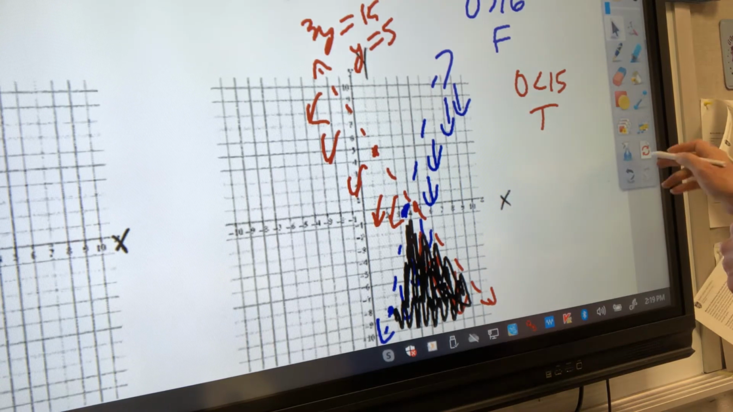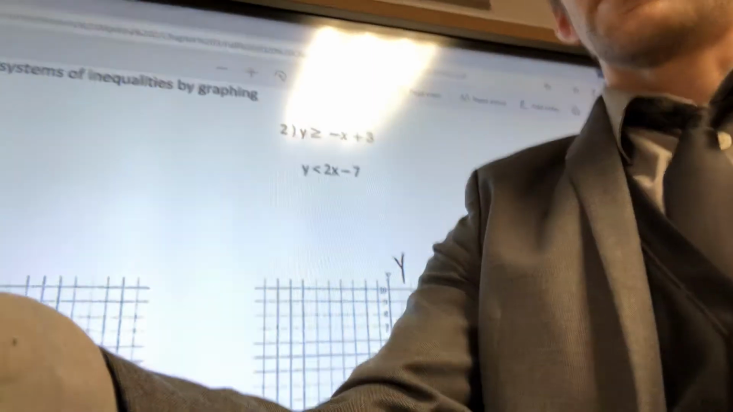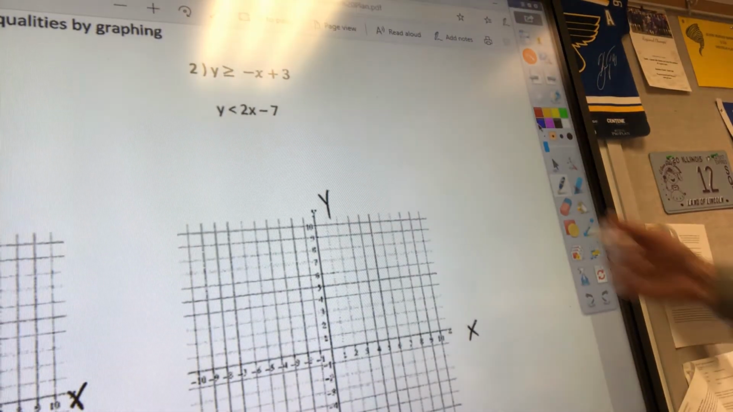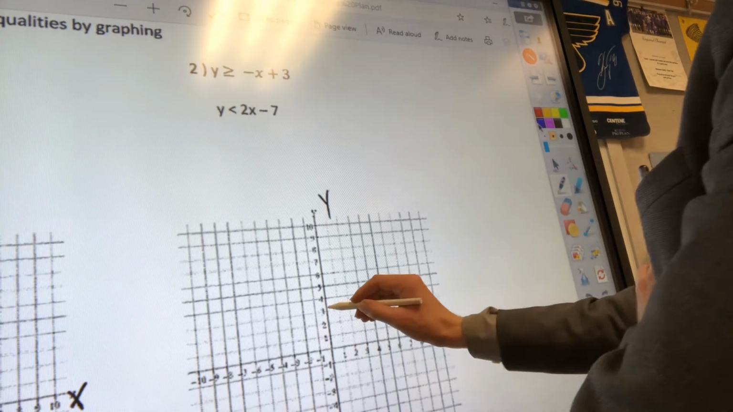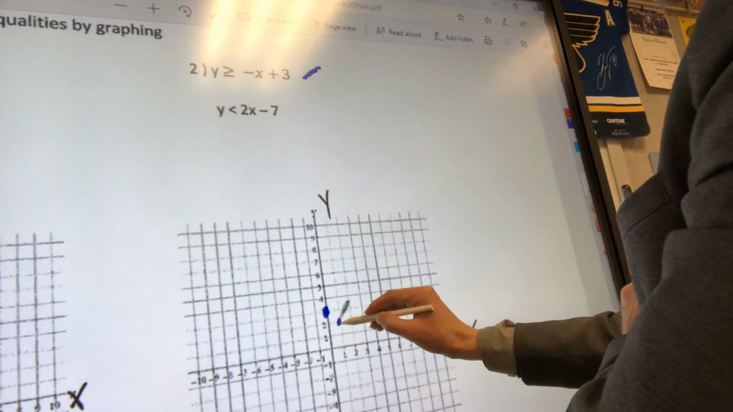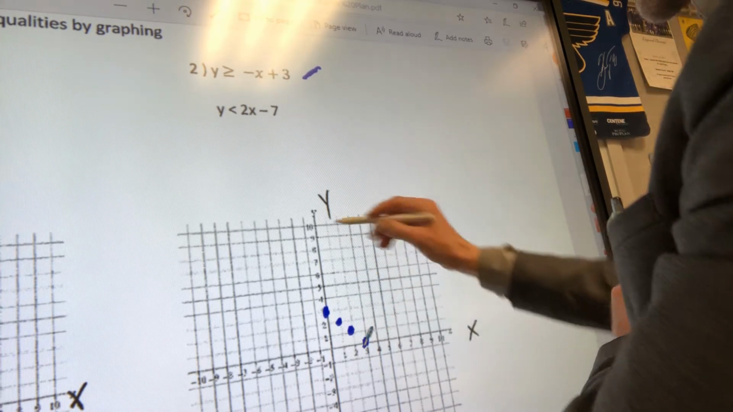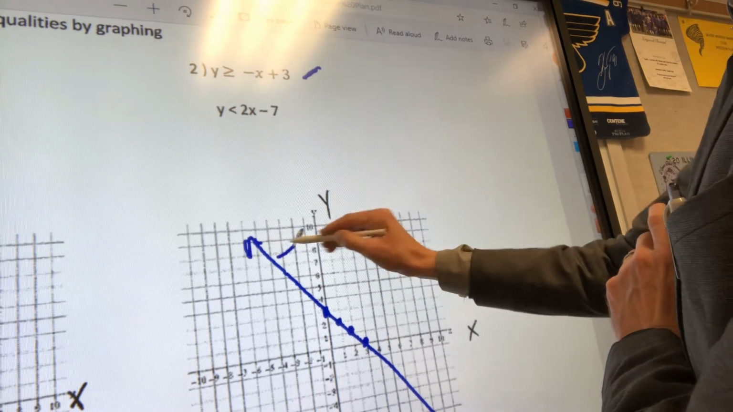Oh, this next page here, number 2. On this next page here, number 2. Okay, at the top it says y is greater than or equal to negative x plus 3, so the y-intercept's 3. Graph this one in blue. Slope is negative 1, down 1 over 1 a bunch, a solid line. And I'm going to shade above.